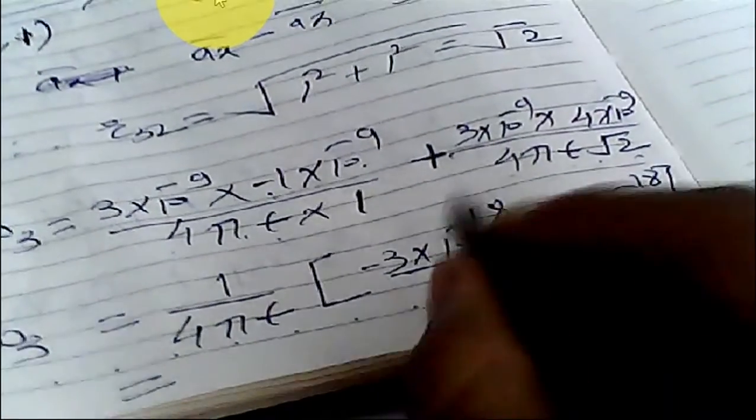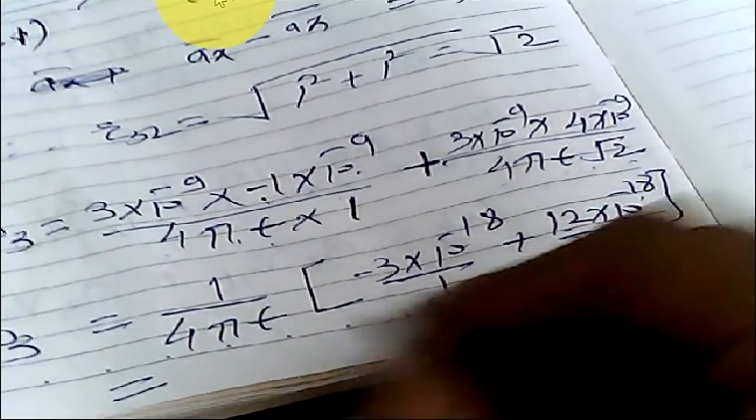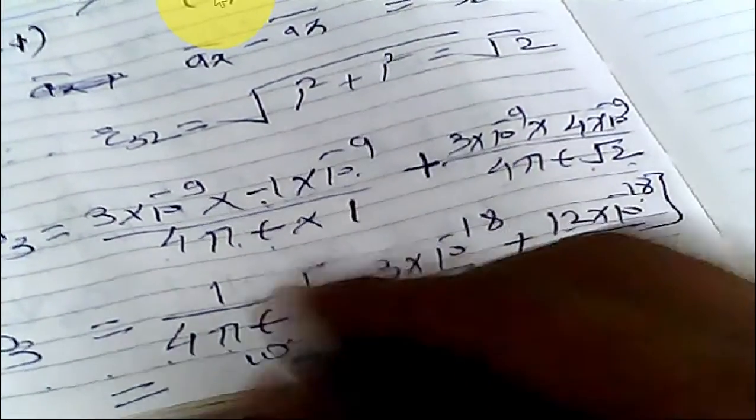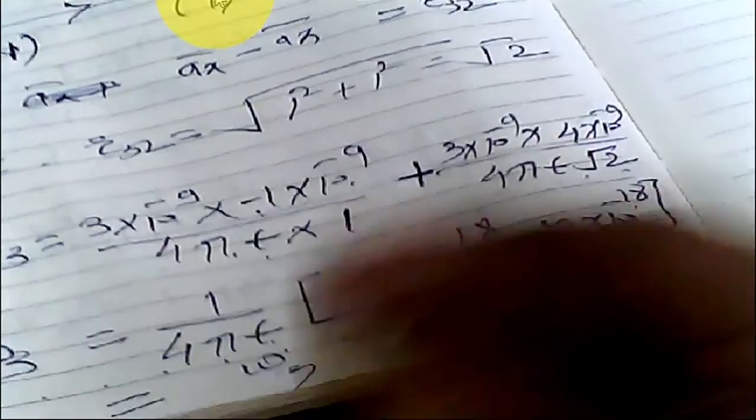If you have not solved it, it is minus 3 into 10 raised to minus 18 plus 12 into 10 raised to minus 18 divided by root 2. Just calculate, you will get W3. That value will be in terms of nanojoule, because 1 upon 4 pi epsilon we can keep as 9 into 10 raised to plus 9, and you will get the W3 value.